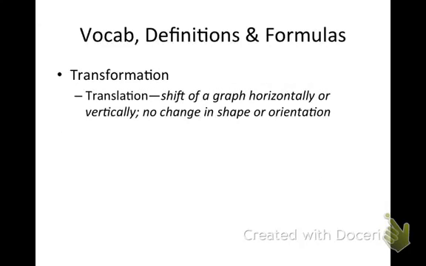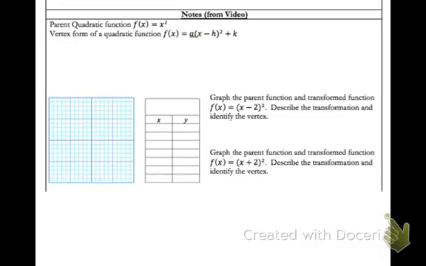We're going to talk about transformations of quadratic functions. A transformation in general just means some kind of shift of the graph, which means a change in the equation as well. The first type of transformation we'll look at is a translation, which is a shift of the graph horizontally or vertically, but there is no change in the shape or the orientation of the parabola when we do a horizontal or a vertical translation. So let's just graph a few of these.